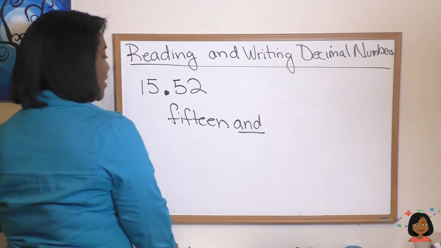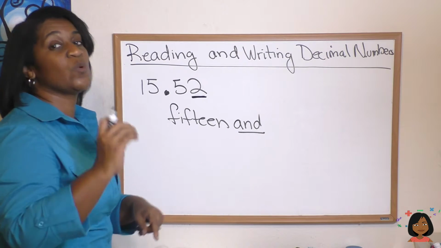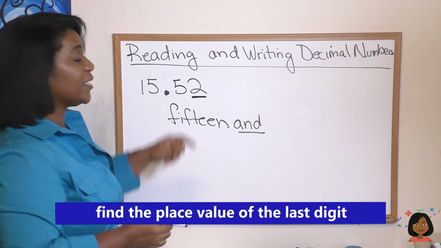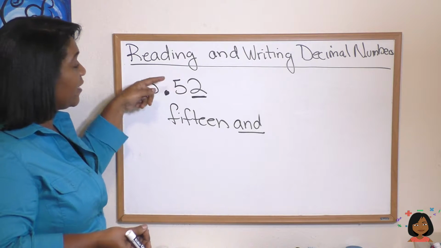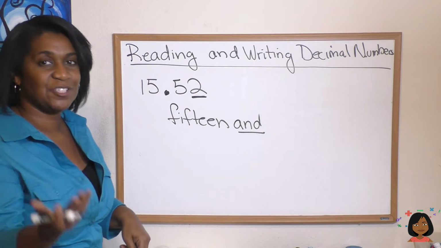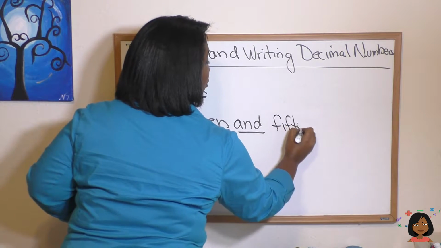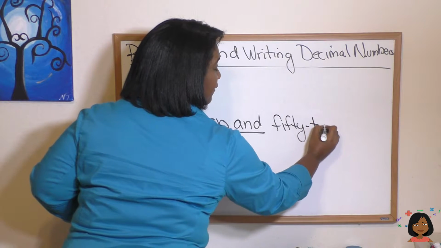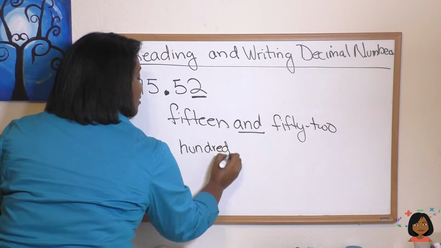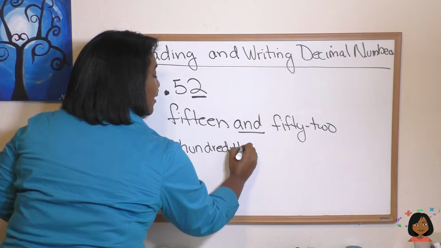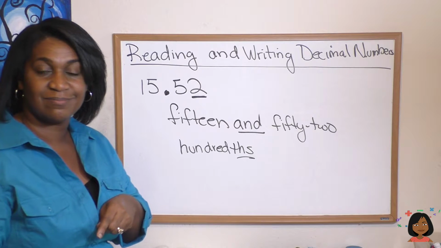And here to read this, we go out to the last digit and we see what place value that is. We can see that our 2 is in the 100ths place. So now we're just going to read 52 hundredths. Take a look. 52, and our normal rules apply. We're going to hyphenate 52, and we're going to do hundredths. So it's with the D and the THS, which signifies that we're talking about a decimal.